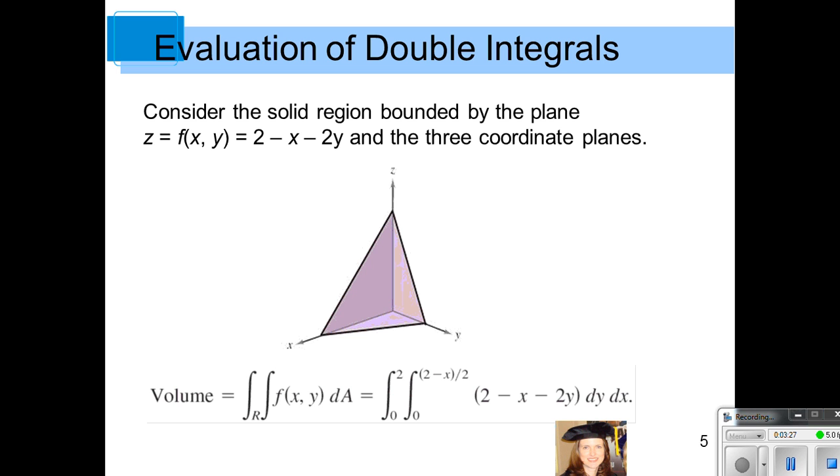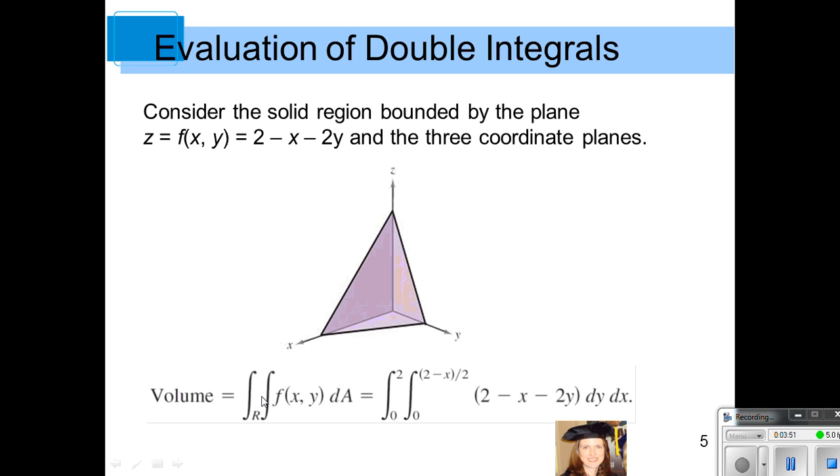Evaluation of double integrals. Consider the solid region bounded by the plane z equals f of x y equals 2 minus x minus 2y. We've sketched planes in chapter 11, sketched them by graphing the intercepts, and we want to find the volume of this solid region that's bounded by the plane and the 3 coordinate planes.